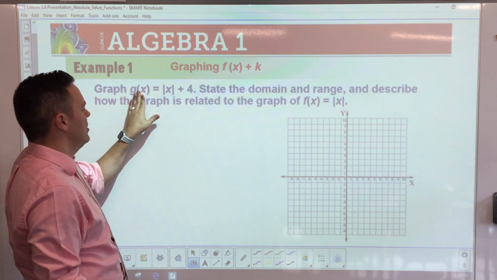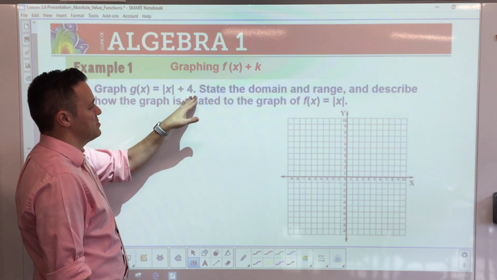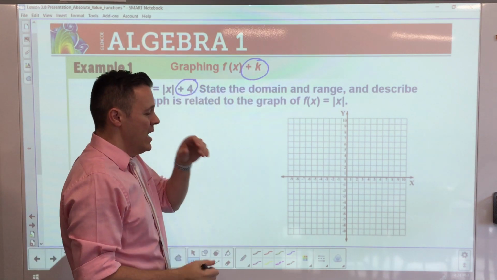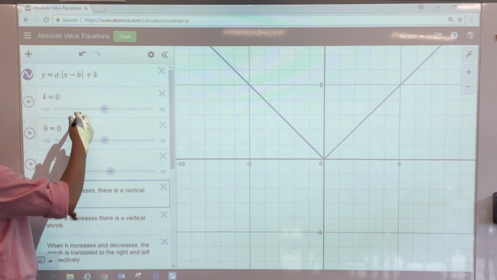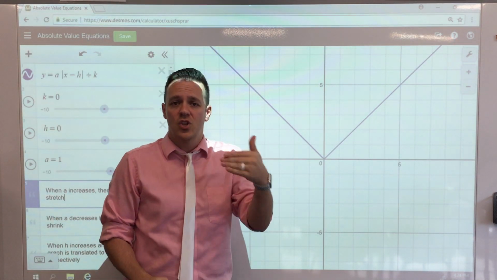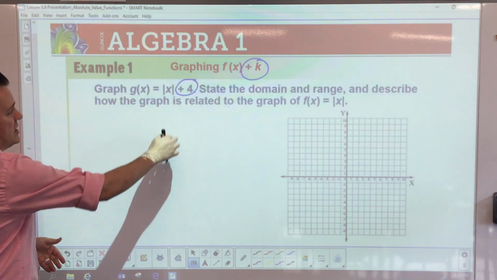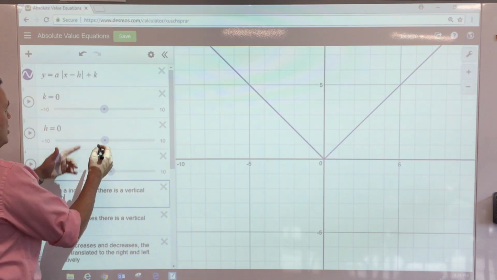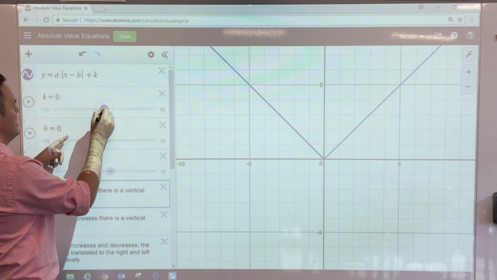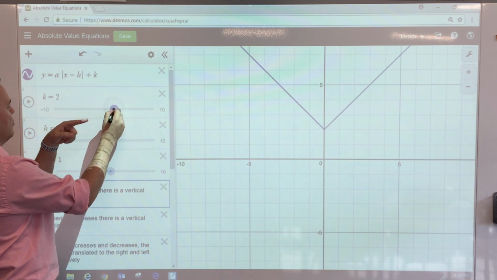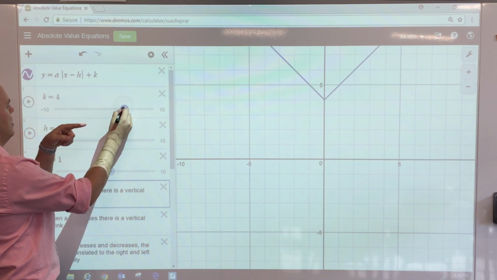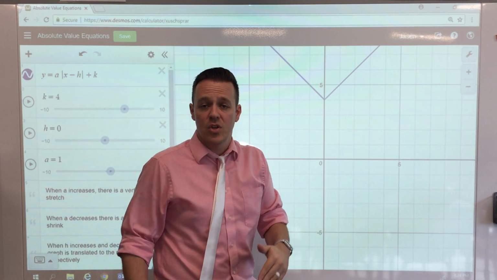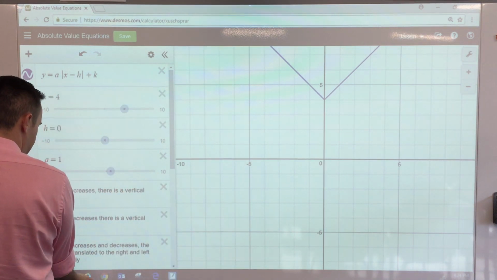On this one, graph g of x equals the absolute value of x plus 4. In this function, the k is the back end. At the outside of the equation, if you go to Desmos right here, the k sits on the outside. So what happens when your equation is plus 4? What does it do? That's what I want to make sure you understand. When it's plus 4, I'm going to take my k and move it to 4, and as I'm moving it, look at the graph. It went from the 0, 0 origin, and I just moved it up. So what does the k value do?